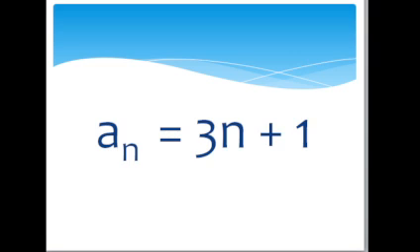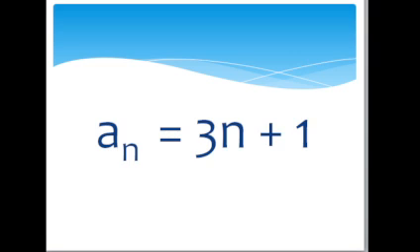Okay, as we have noticed, the given terms are 4, 7, 10, and 13. If we subtract the previous term from the next term, we have 7 minus 4 is 3, 10 minus 7 is 3, and 13 minus 10 is 3. So they have the common difference, which is 3. And if we check this given formula, we have 3 times n plus 1. We have the values of n are 1, 2, 3, and 4. So 3 times 1 is 3 plus 1 is 4.